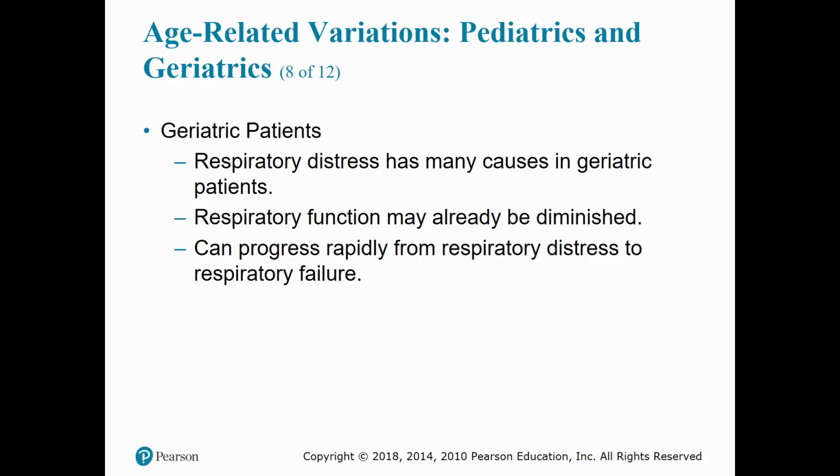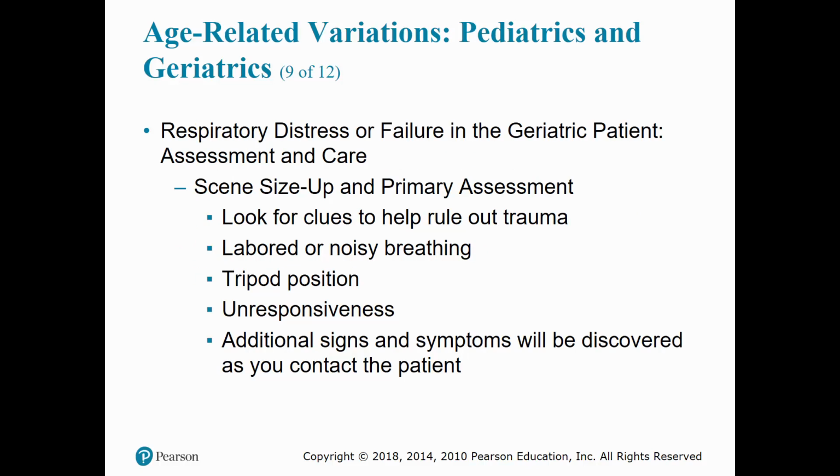Also, their chest wall is a lot less compliant in geriatric patients than it is in the average adult. Just like a pediatric patient, they also do not compensate very well for respiratory issues, so they progress very quickly from respiratory distress to respiratory failure.